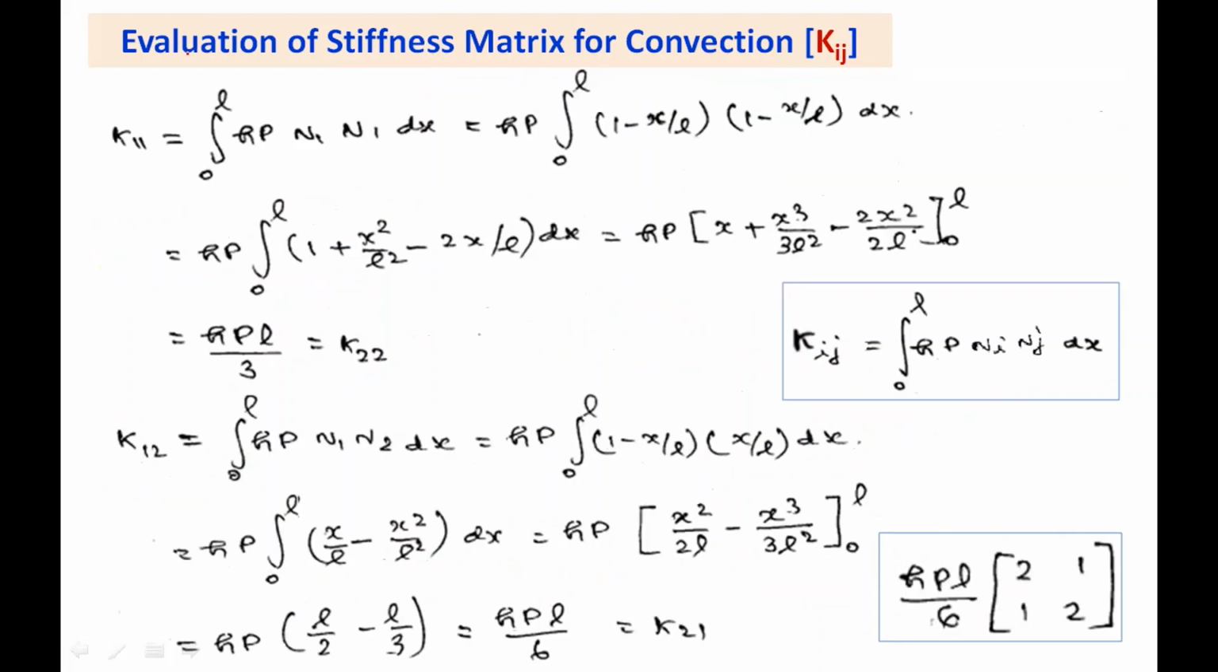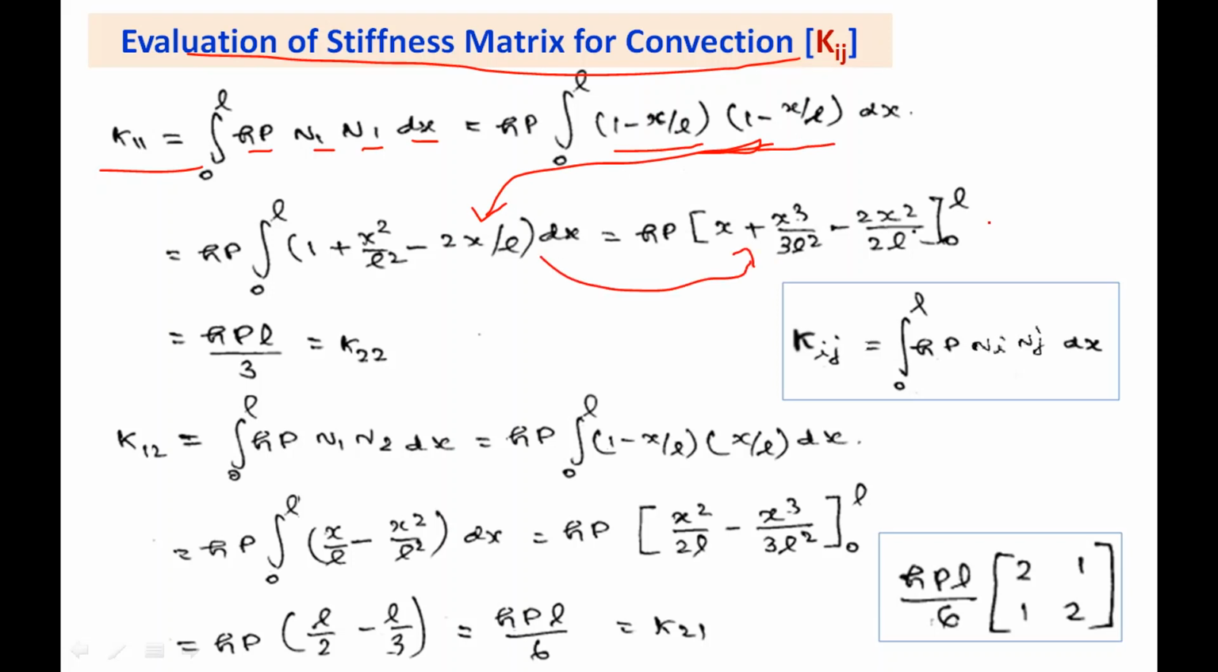Similarly, we can find the elements of the stiffness matrix for convection. So what is the expression? K11 is integral 0 to L hp N1 N1 dx. Substitute the N1 value, 1 minus x by L, 1 minus x by L. We multiply these two, integrate this expression and substitute the limits. We will get the value hpL by 3 for K11.